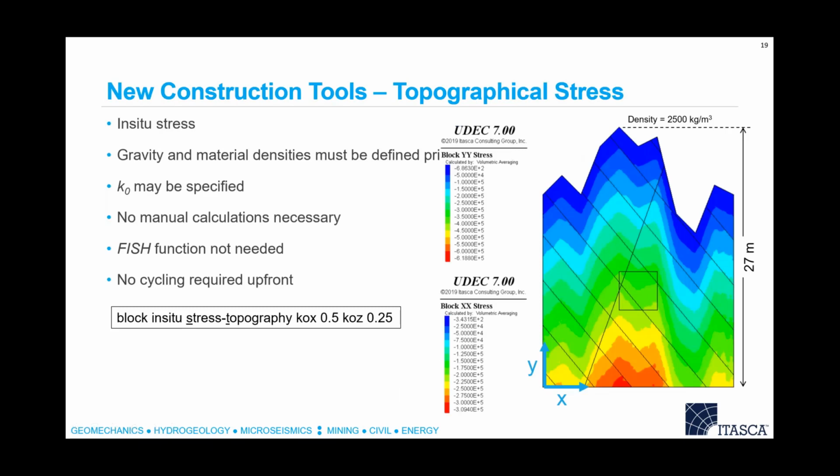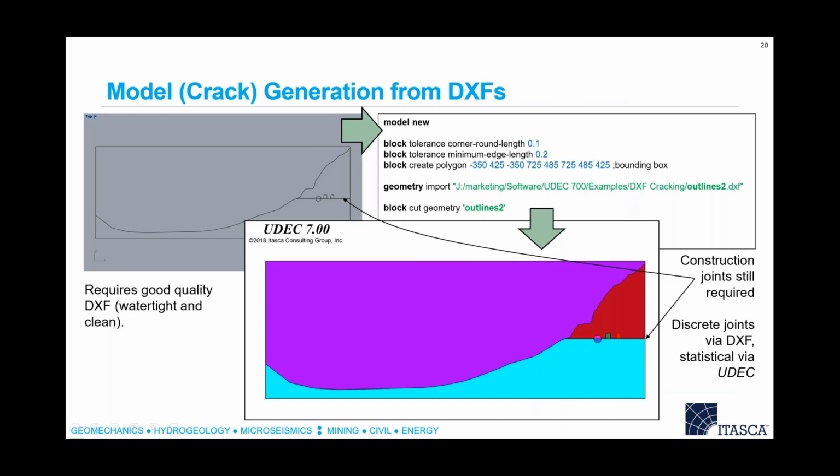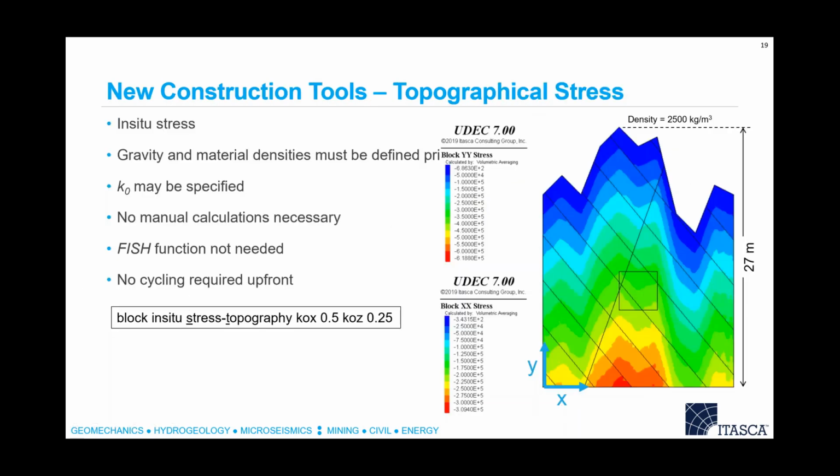Okay, focusing on some new construction tools. The topographical stress command is a new in situ stress option. Essentially, we need to have gravity and material densities predefined before we issue the command. We can use our K0 to specify different ratios in terms of the different axes. So if stress is not uniform in the X or Z direction relative to Y, those can all be adjusted.